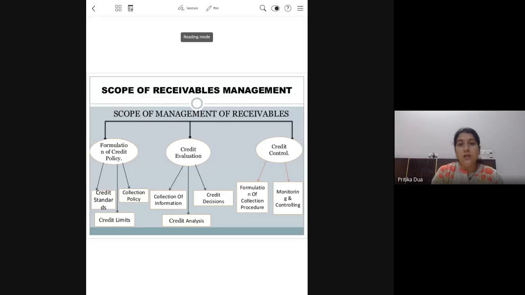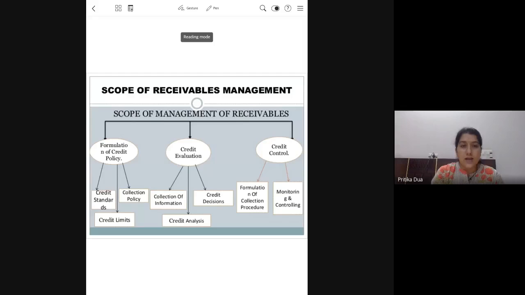So under receivable management, the financial manager has three key decision areas, which you can see on your slide, starting with formulation of a credit policy, credit evaluation, and credit control. And then there are subdivisions under each of the key decision areas. We start with the first key decision area, which is the formulation of credit policy for your business.